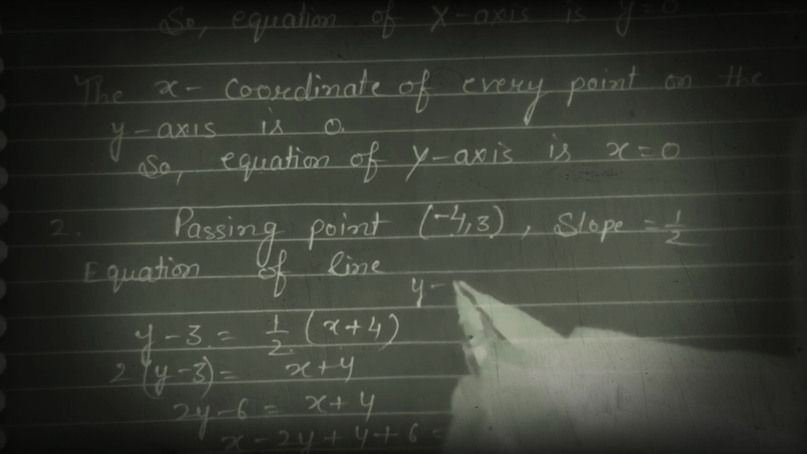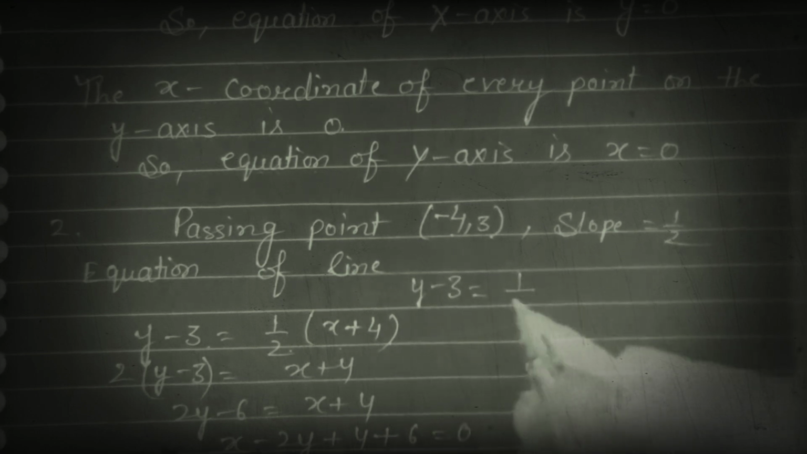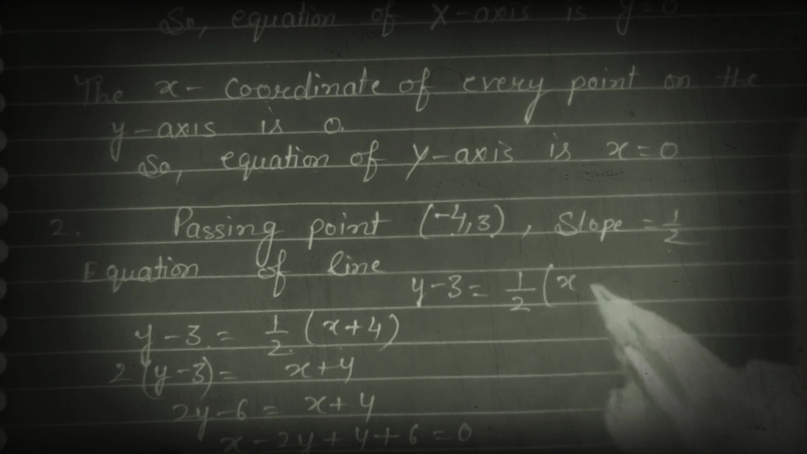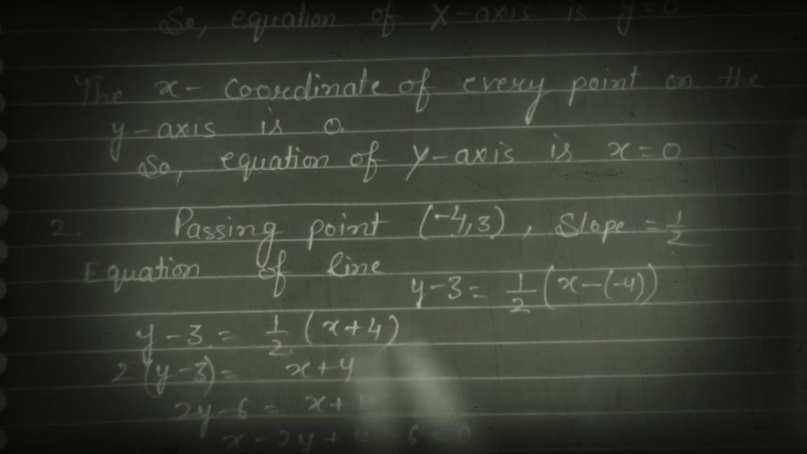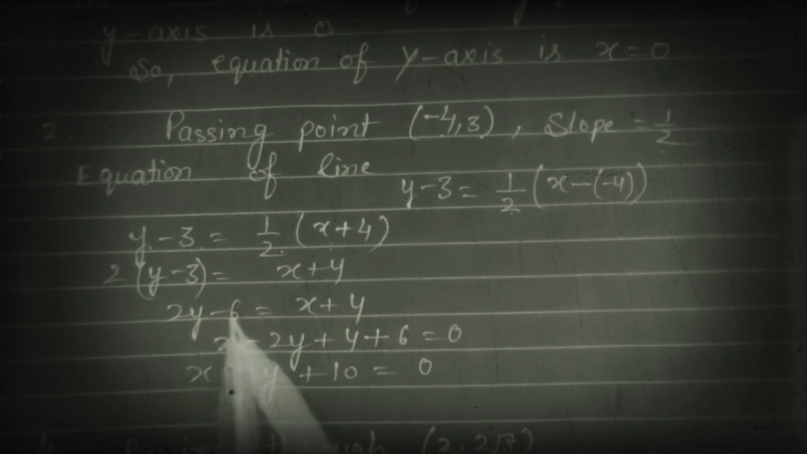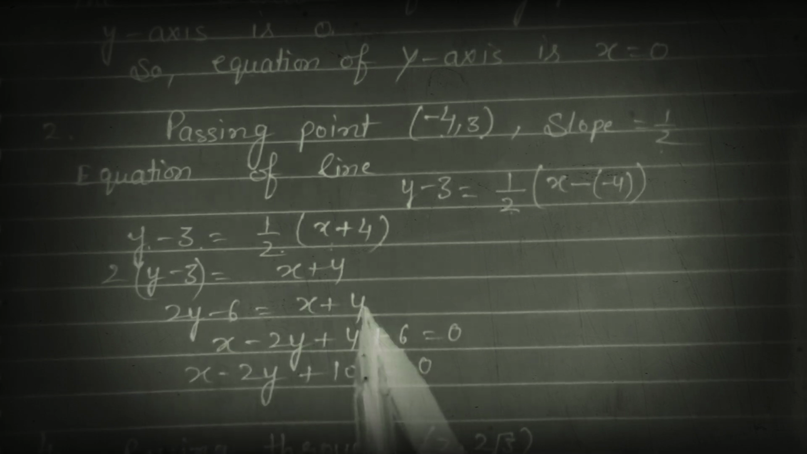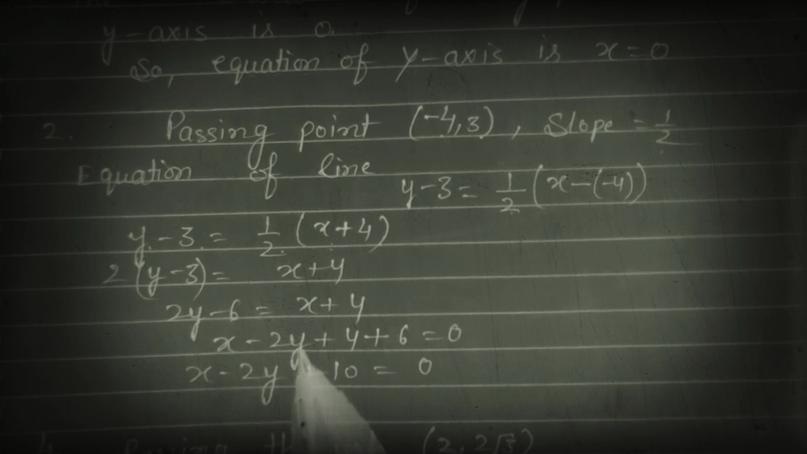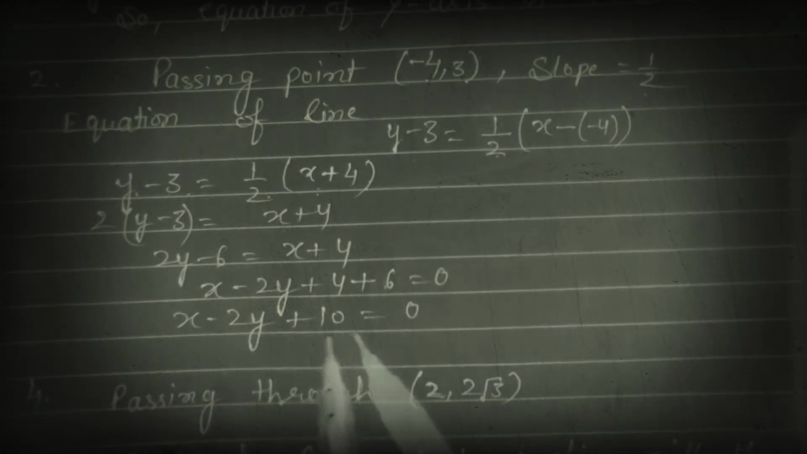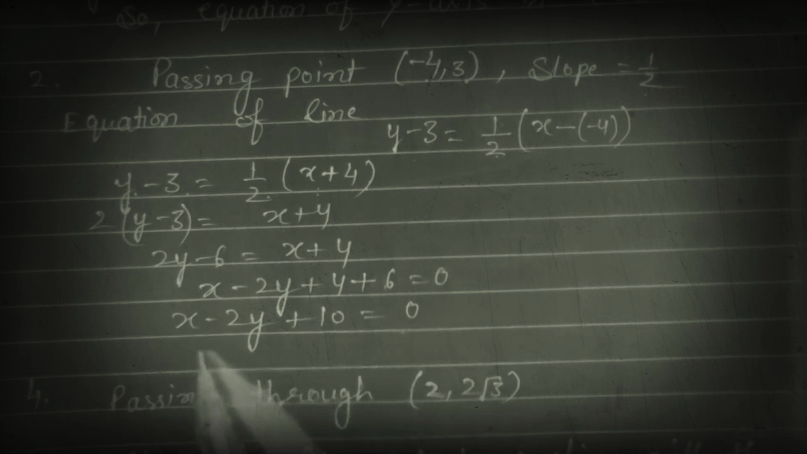So it is y minus 3 is equal to m. M is the slope here. M is 1 by 2. So x minus x1. x1 is minus 4. So it will be y minus 3 is equal to 1 by 2 into x plus 4. To multiply with this, then we will get the equation 2y minus 6 is equal to x plus 4. And we will take 2y on the right hand side and 6 also on the right hand side. Then we will get x minus 2y plus 10 is equal to 0. This is the required equation.